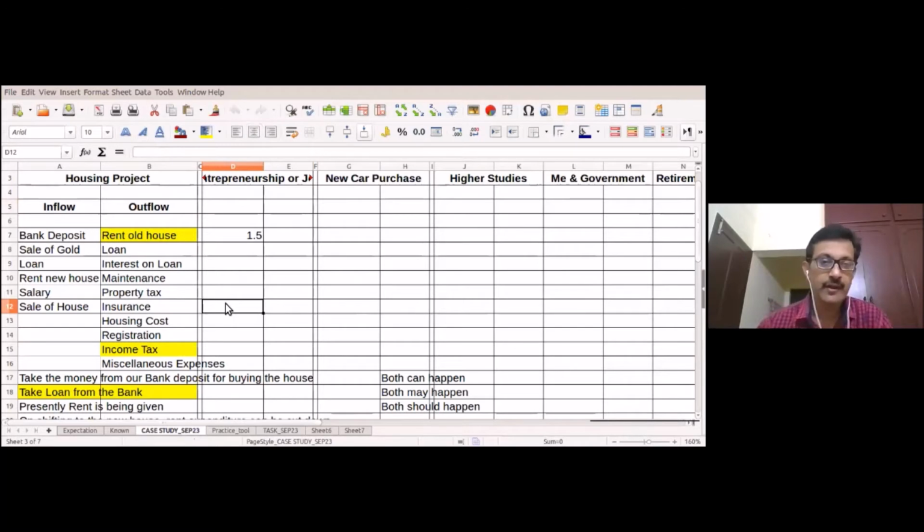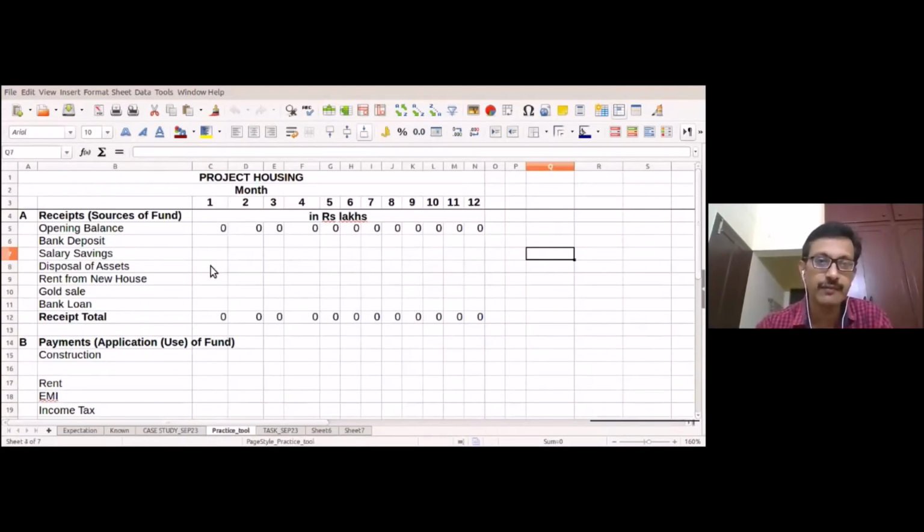is one, just do some activity on this cash flow statement. You will be doing it, and see how this cash flow statement rolls out. No need to do it in full. That can be your assignment.